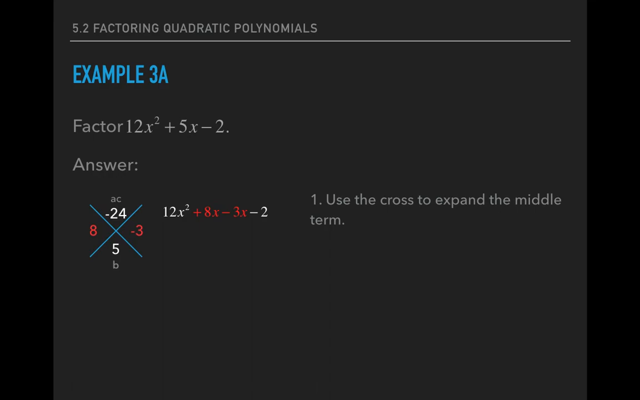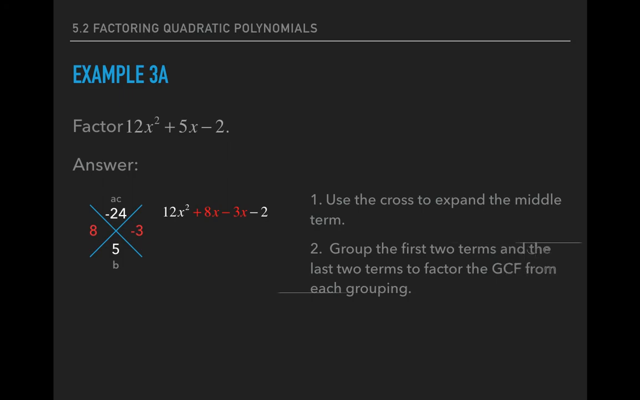Now, of course, you could combine those and it goes right back to 5x, but we are going through this process. We're trying to expand the middle term using the cross so that we can carry out this next step. We're going to look at the first two terms. We're going to group them and we're going to group our second terms. And we're going to look for GCFs from each of those. From the first grouping, you could pull out a 4x, and from the second grouping, the only thing you can pull out is a -1.